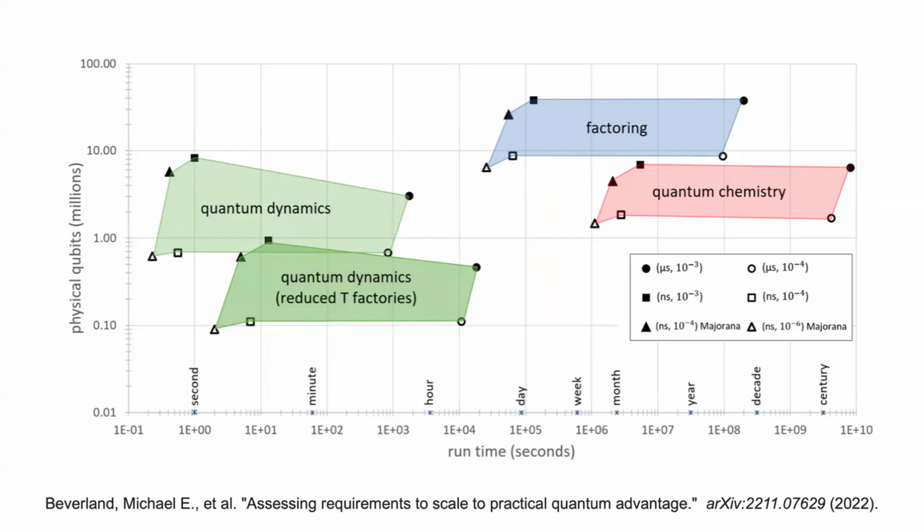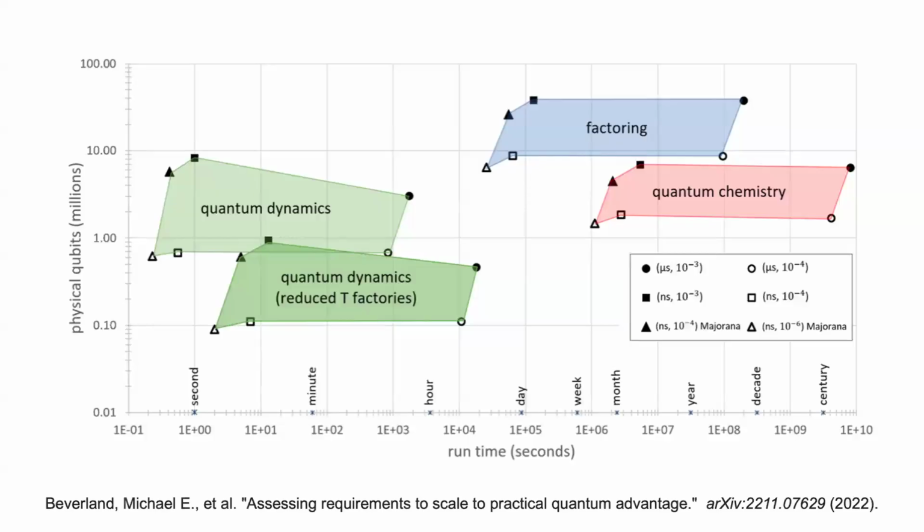So this plot is an effort by Microsoft trying to quantify, for each problem, how long it takes and how many qubits you need to solve those kinds of problems. The vertical axis here is the number of physical qubits, and the unit is in millions, not in ones. The runtime here is in seconds, but then you see minutes, hours, and days, right? So there is the factoring algorithm. Unfortunately, it sits somewhere here. It's going to take weeks to even decades to solve, depending on your gate speed.